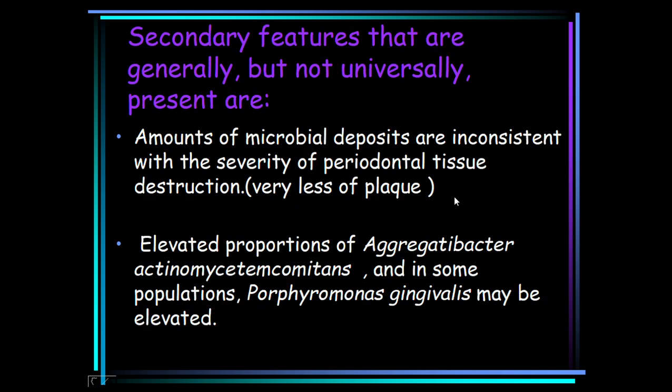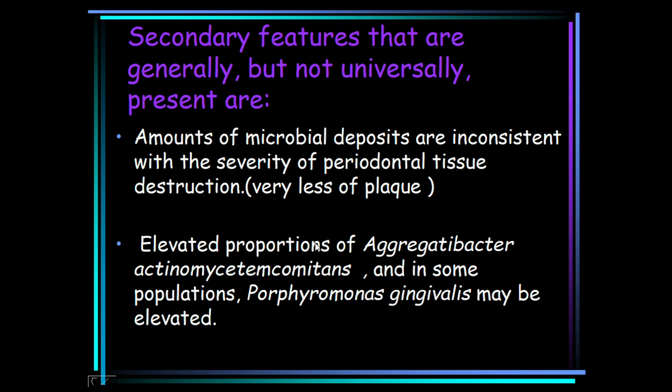Now coming on to the secondary features. Secondary features are generally but not universally present. The amount of microbial deposit is inconsistent with the severity of periodontal tissue destruction. That means a very small amount of plaque and calculus might be there.